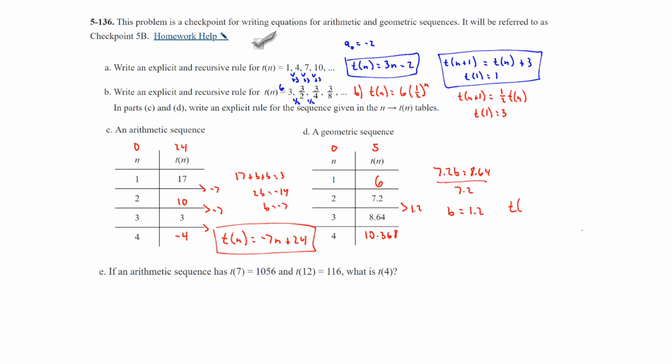equation. So t of n is equal to your initial, which is 5. That is being multiplied by 1.2 over and over again, so we'll raise it to the nth power.